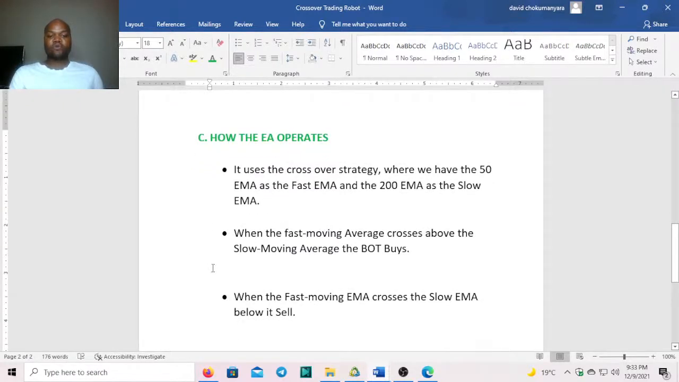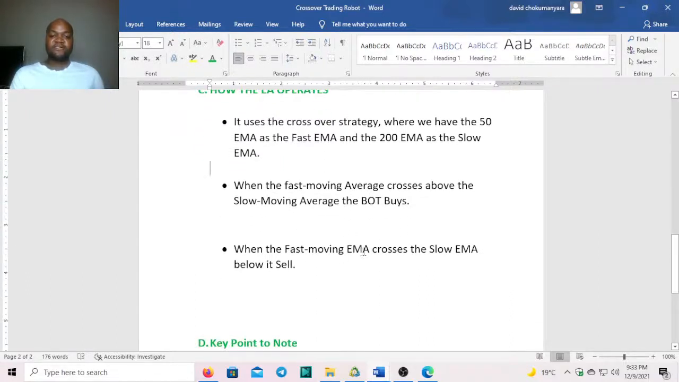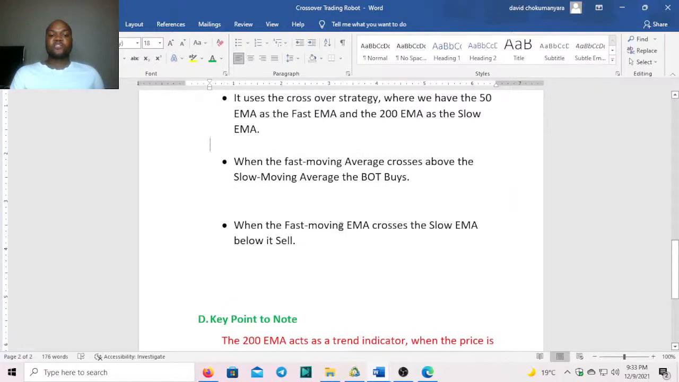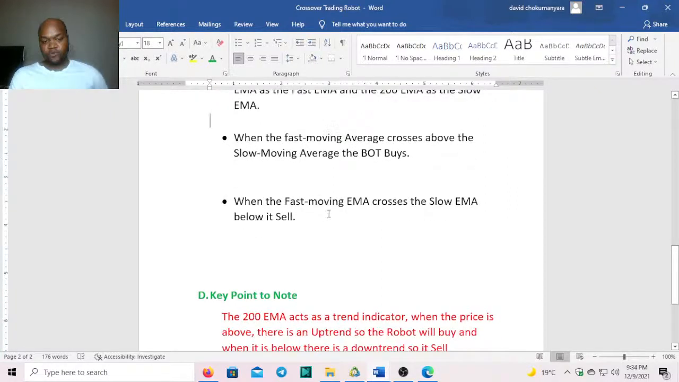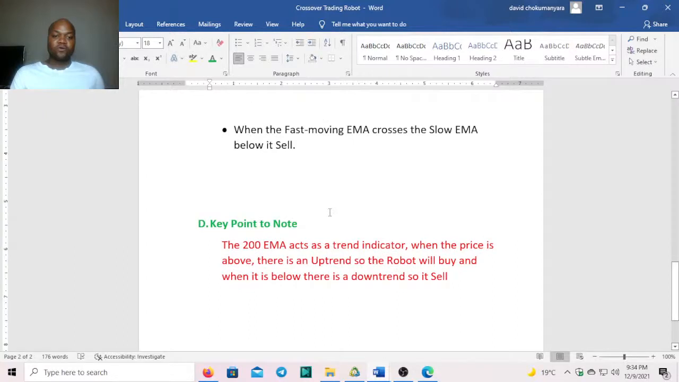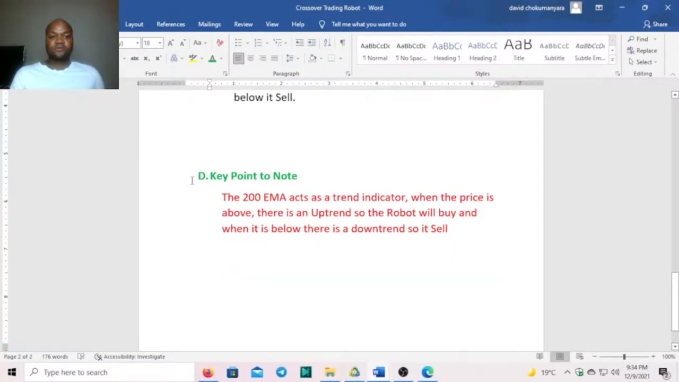So in this strategy, it's a crossover strategy. When the fast moving average crosses above the slow moving average, you can buy. If you're going to take this as a strategy, you can buy. With the trading robot that I've created, it opens a buy. When the fast moving average, the 50 exponential moving average, crosses below the slower exponential moving average, it opens a sell. It's very, very clear.